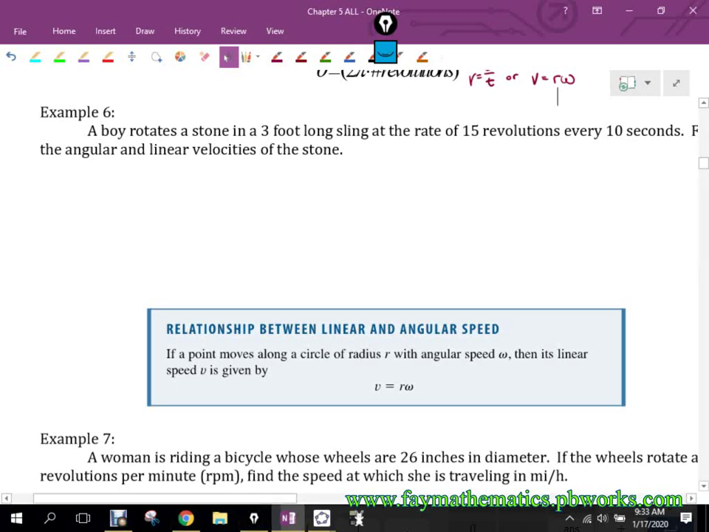Yeah. So a boy rotates a stone in a 3-foot sling. So just to give you the picture here: got a rope, it's 3 feet long. Boy's holding it right there. There's my stone. How big's the boy? Okay, it's a boy, so probably your size. Oh wait, how heavy is the stone? It doesn't matter. He is spinning this.